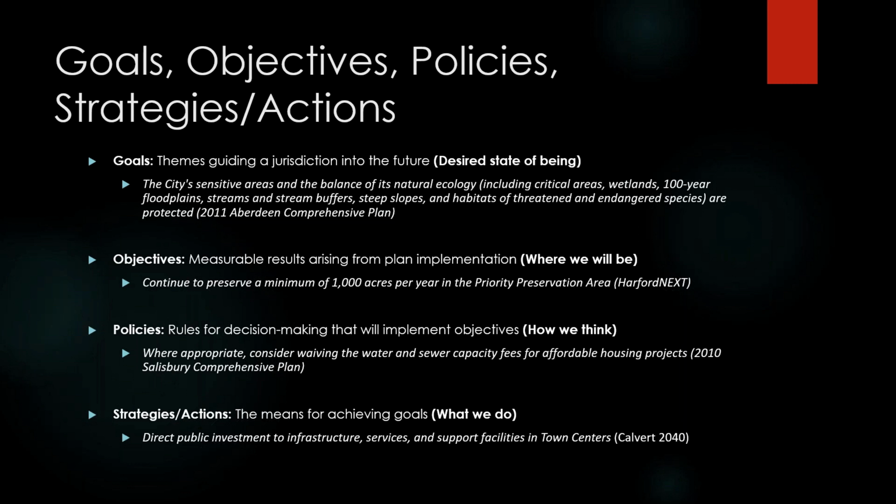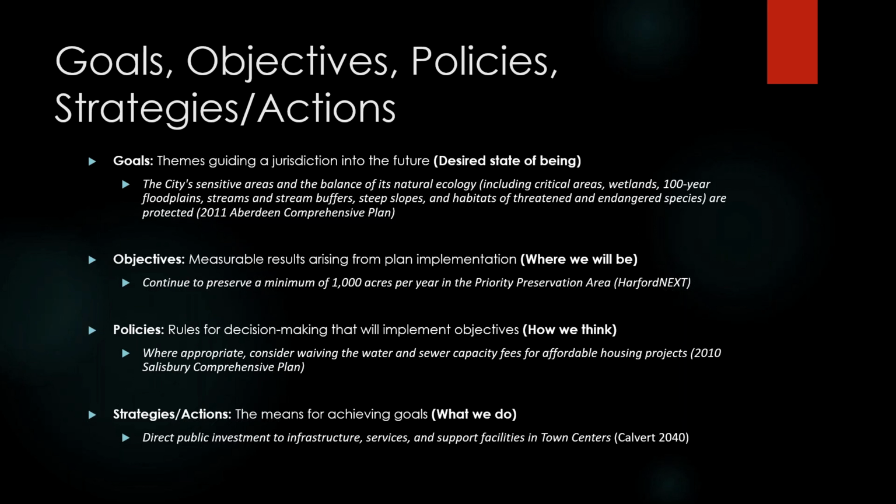Objectives, consider as measurable results arising from plan and implementation. Where will we be? These could be quantitative, measurable results. Policies are rules for decision making that will implement objectives. This is how we think. All right, we talked about earlier, one of the purposes of comp plans is to support decision making. This is an area it can. And then finally, strategies and actions are the means for achieving goals. This is what we will do to implement our plan.